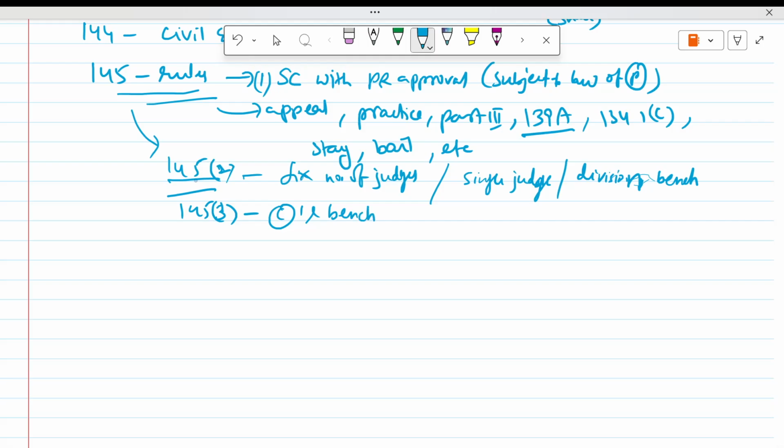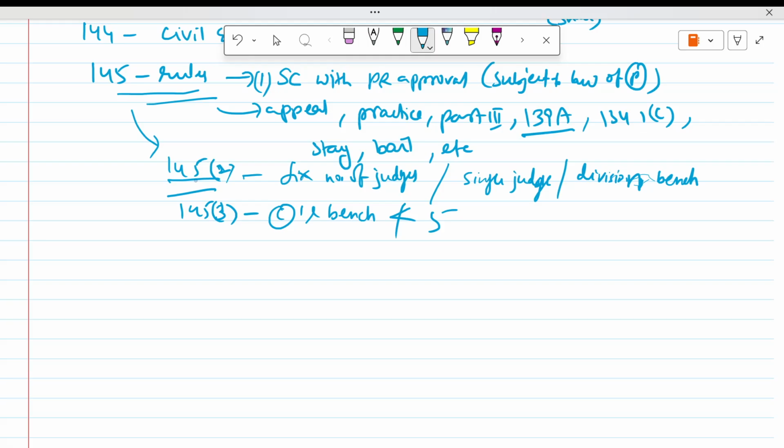Constitutional bench. It should not be less than 5 judges. Any constitutional question, any case that involves constitutional interpretation, the minimum number of judges should be 5. That is Article 145 clause 3.